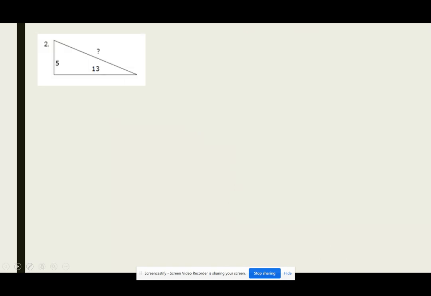Okay, number two. We are given both of our legs this time, but we're missing our hypotenuse. So we're given A and B, we're missing C. So again, my equation is A squared plus B squared equals C squared. So I'm going to go ahead and substitute what I know. I know A is 5. I know B is 13, but C is missing.